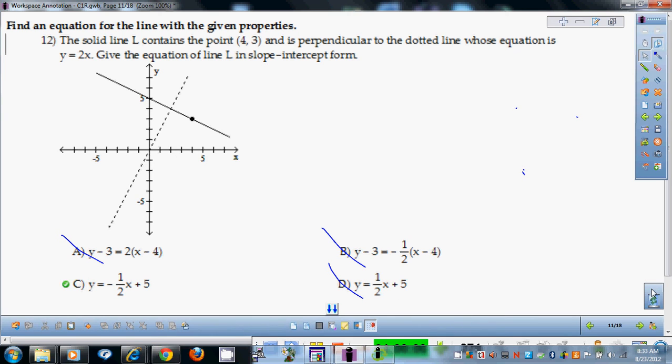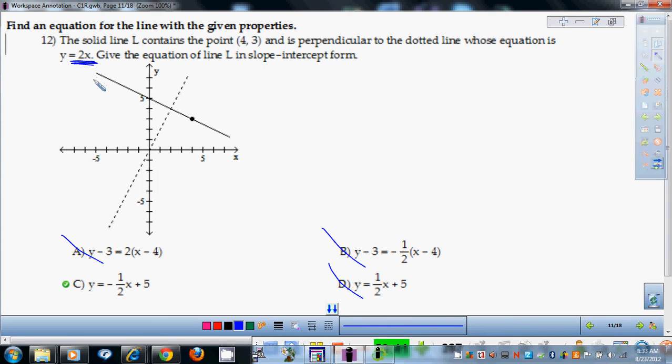Now, let's assume tomorrow they don't make the answer quite so obvious. Here's what you should have done. Let's see. Perpendicular to y equals 2x. So what's our slope here? 2. What's the perpendicular slope to 2? -1/2. So start out in point slope form.